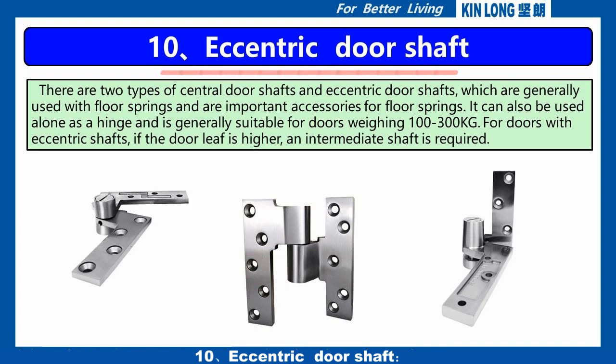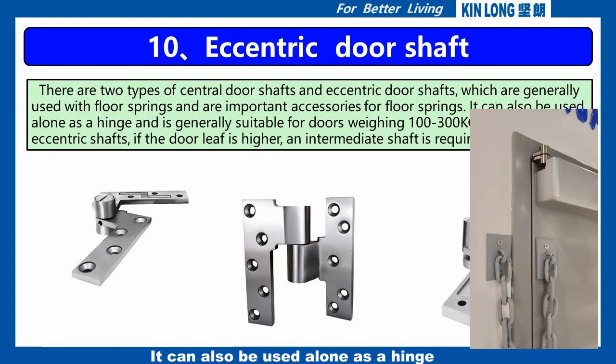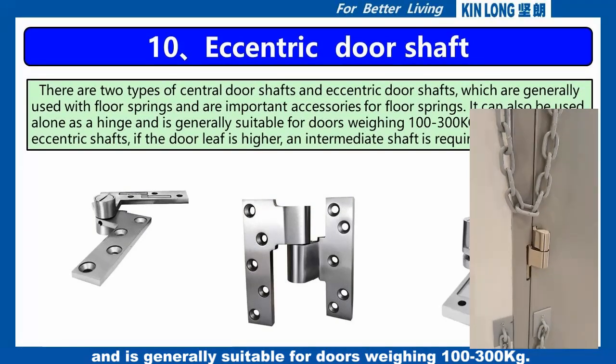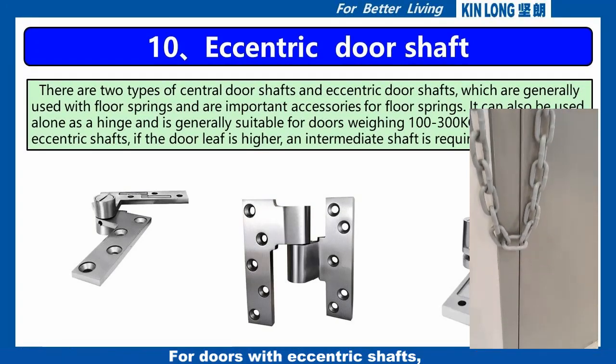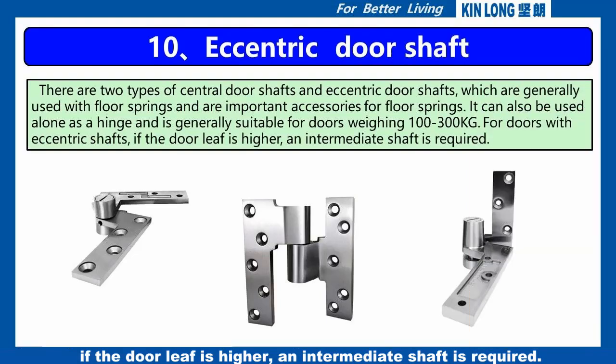10. Eccentric door shaft. There are 2 types, central door shafts and eccentric door shafts, which are generally used with floor springs and are important accessories for floor springs. It can also be used alone as a hinge and is generally suitable for doors weighing 10 to 300 kg. For doors with eccentric shafts, if the door leaf is higher, an intermediate shaft is added.